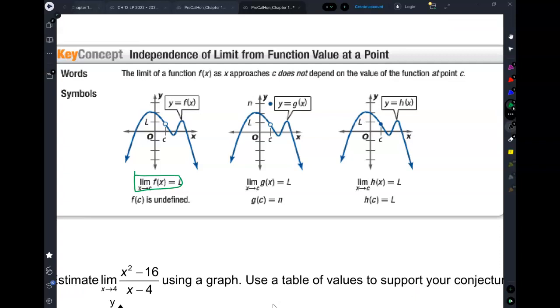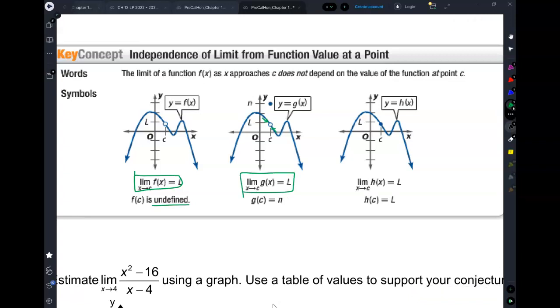But what is the actual value at c? What's f of c? There's a hole there, so it doesn't exist. It's undefined. Did that change the fact that there is a limit of L? No. Take a look at the next one. From the left, it's approaching L. From the right, it's approaching L. The limit is clearly L.